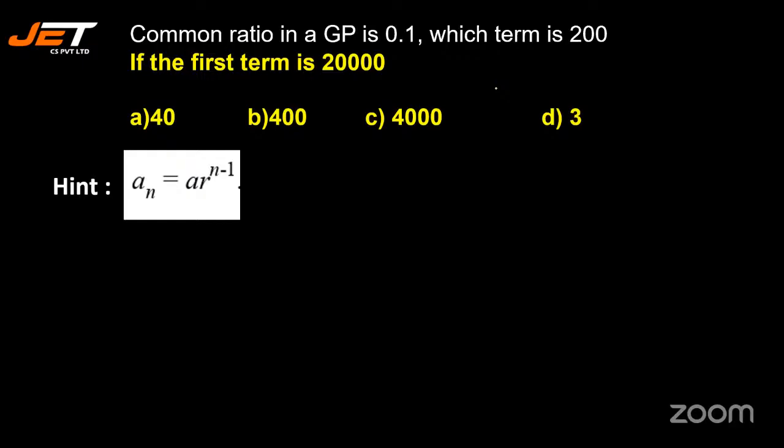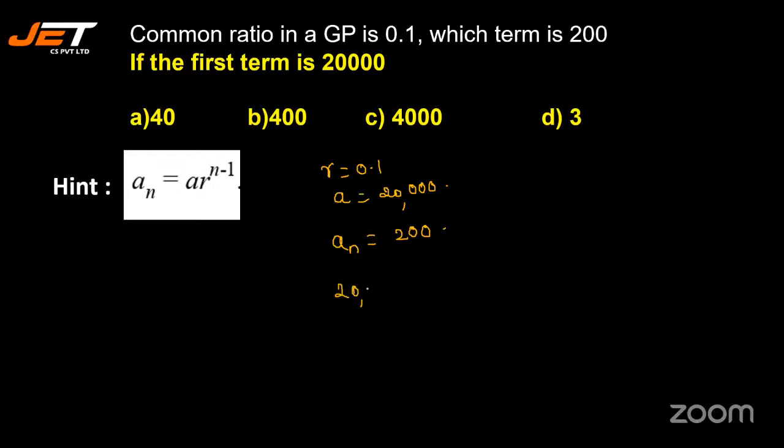Common ratio in a GP is 0.1. So common ratio means your r. r is 0.1. Which term? And here they say first term is 20,000. Which term? So they say an is 200. Okay. So what is the formula?